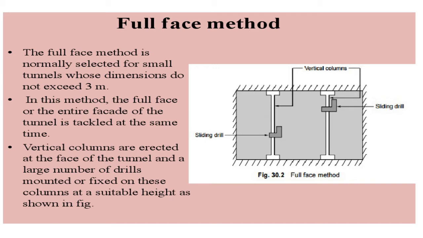Then vertical columns are erected at the face of the tunnel, and a large number of drills are mounted or fixed on the columns at suitable height, as you can see in the figure. This is the full phase method. These are the vertical columns, and drills are inserted in the columns. A drill is a tool or machine having a rotary cutting chip, which can be used for making holes for the purpose of making tunnels. These are mounted or fixed on the columns at a certain height, as you can see in the figure.